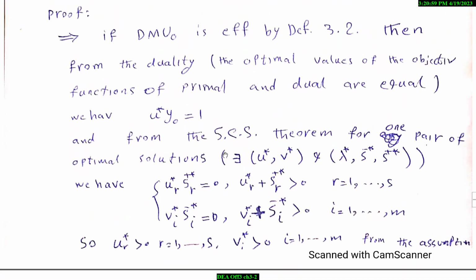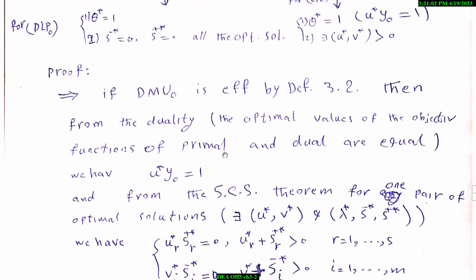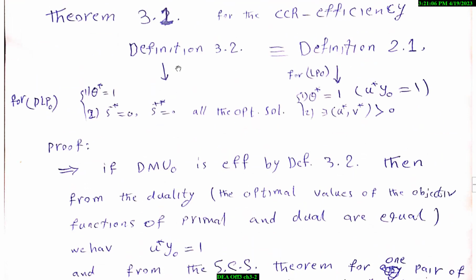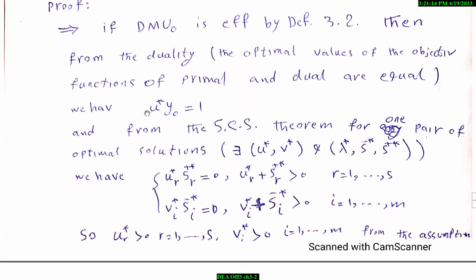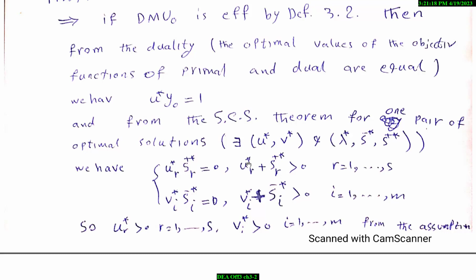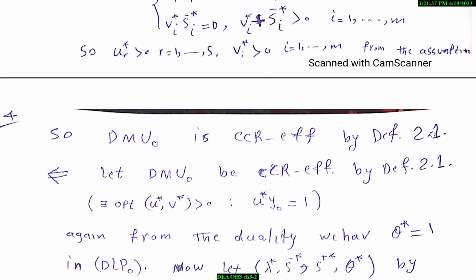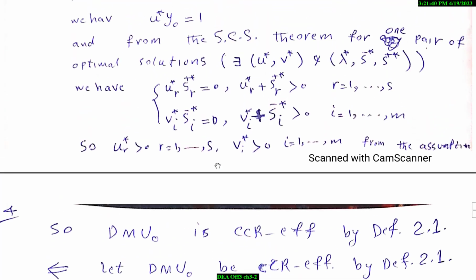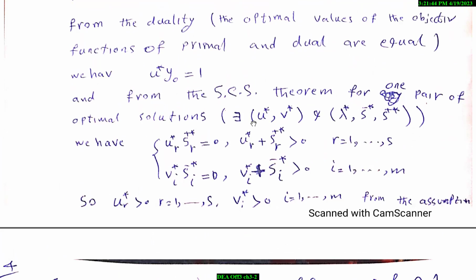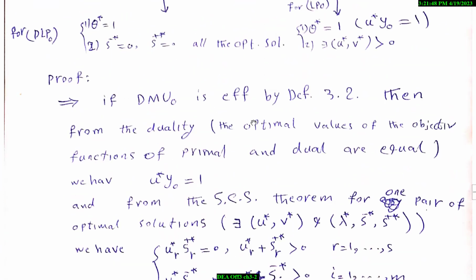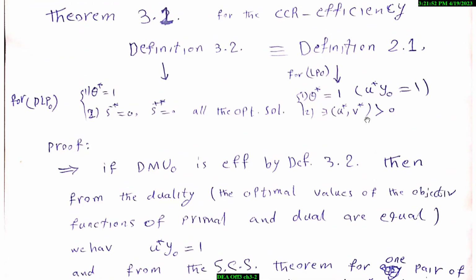Note that from definition 3.2, we have slacks 0 for all the optimal solutions. So this means the components of u star and v star must all be positive. So DMUO is CCR efficient by definition 2.1. Note that we obtained an optimal solution for the LPO model with positive components.